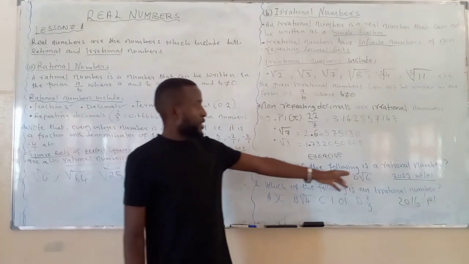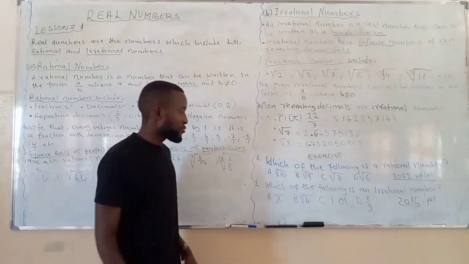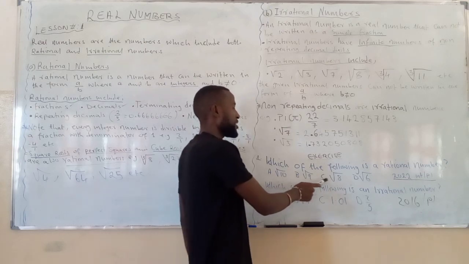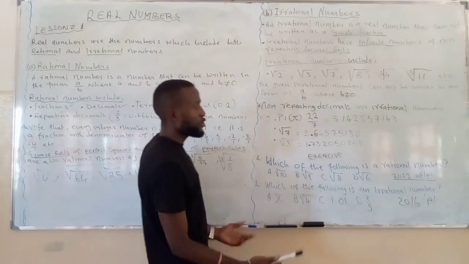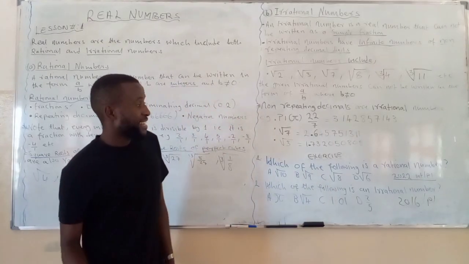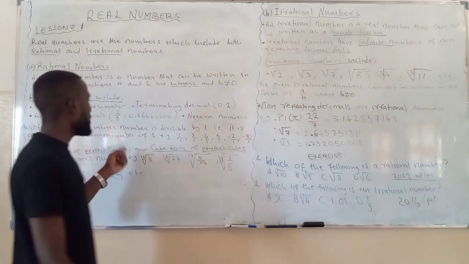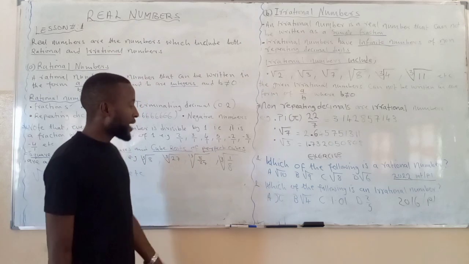Which of the following is a rational number? Which one of these is a rational number? A, square root of 10, B, square root of 9, C, square root of 8, D, square root of 6. Which one is a rational number? Remember, we said that perfect cubes and perfect squares are rational numbers. So look at this one.